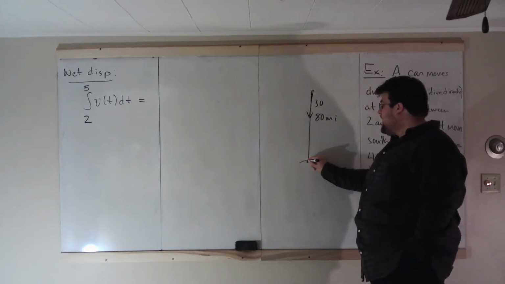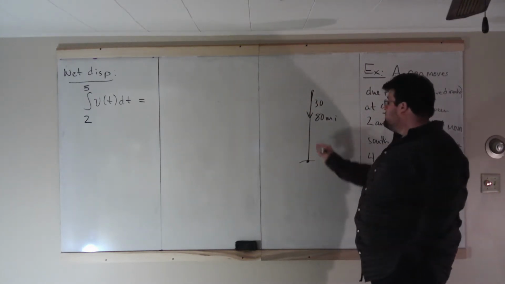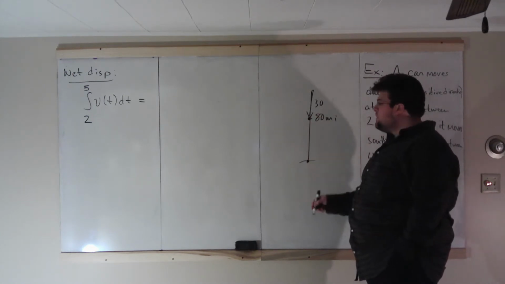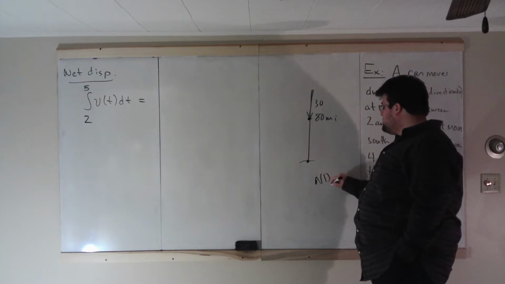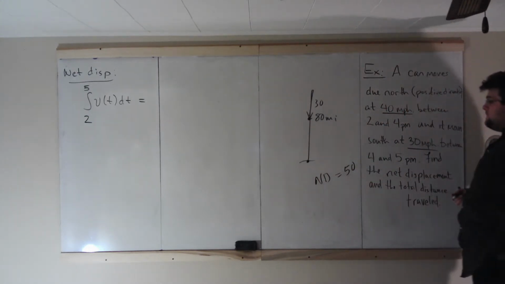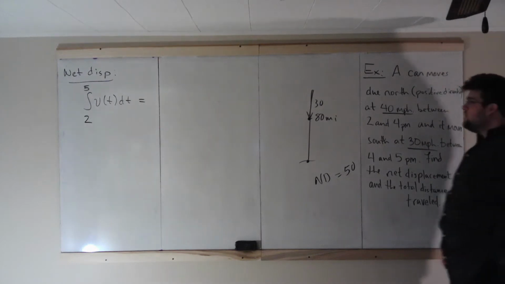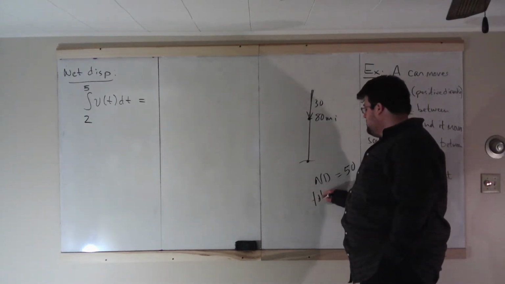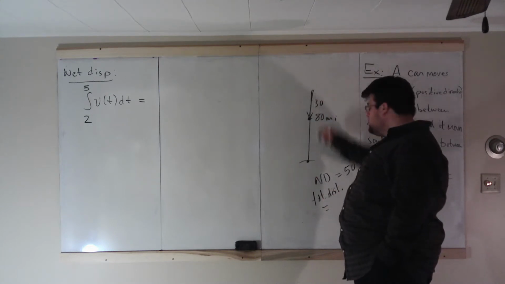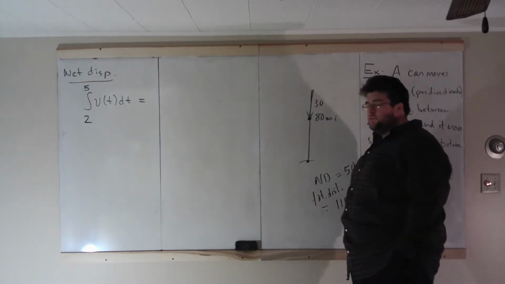The net displacement is going to be this difference. You go up 80, down 30. Net displacement is 50 in the positive direction, so positive 50. Total distance traveled: up 80, down 30. 80 plus 30, 110.